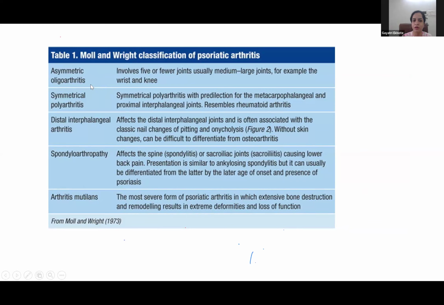You have asymmetric oligoarthritis, symmetrical polyarthritis, which can actually mimic your rheumatoid arthritis. That's why you have to take the history properly. DIP arthritis is commonly seen in psoriatic arthritis, while DIP involvement is not common in rheumatoid arthritis. Then you can have spondyloarthropathy in psoriatic arthritis as well. Arthritis mutilans, actually, when you have extensive bone destruction.